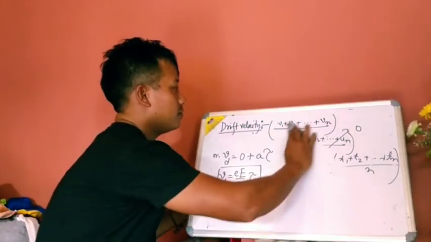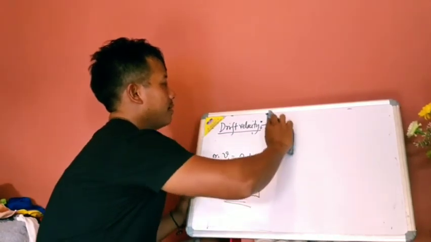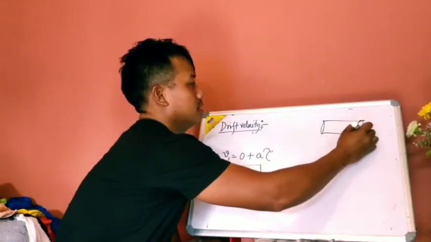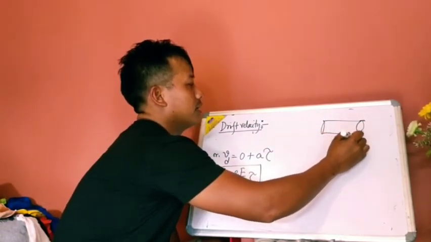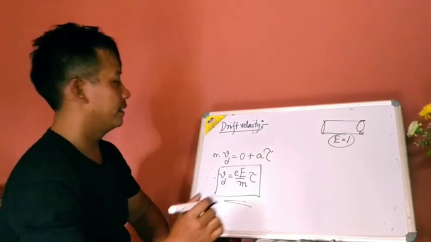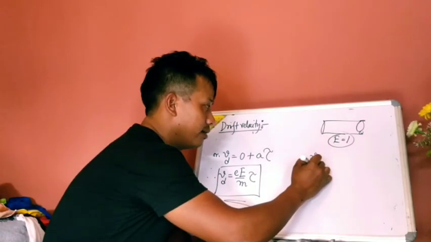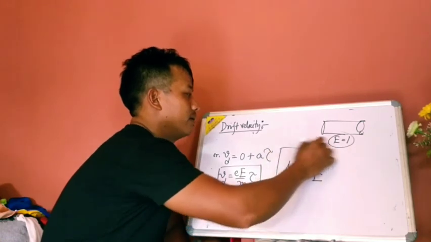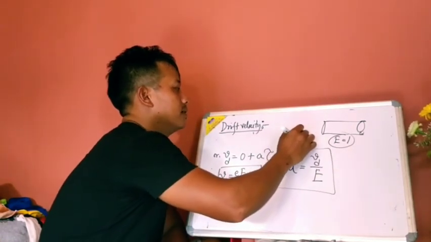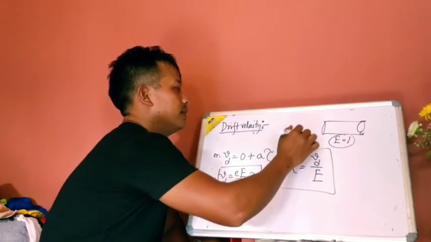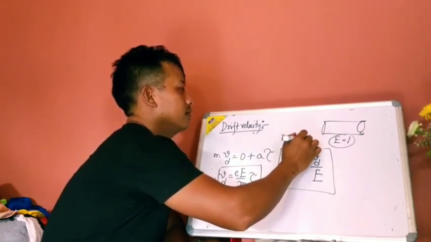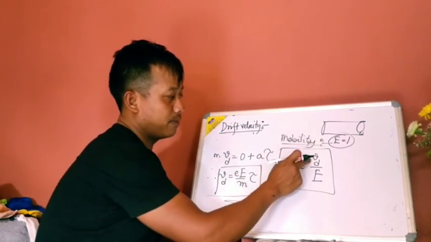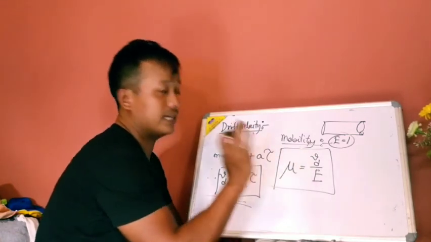Now when a unit electric field is applied to the conductor, the drift velocity per unit electric field is what we call mobility. So your mobility will be defined as the drift velocity per unit electric field applied.